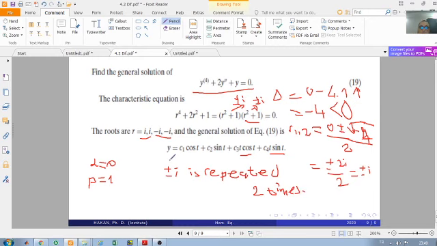Therefore, we obtain this general solution for the differential equation.